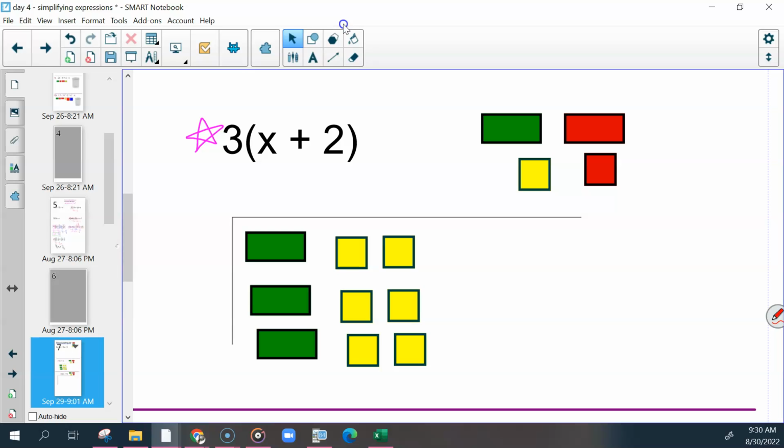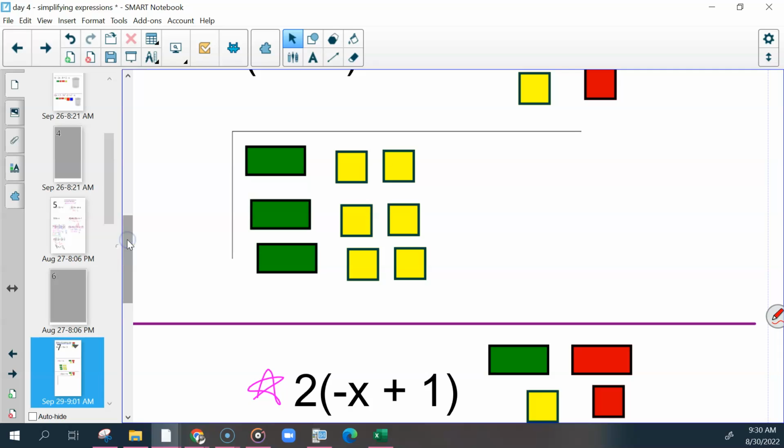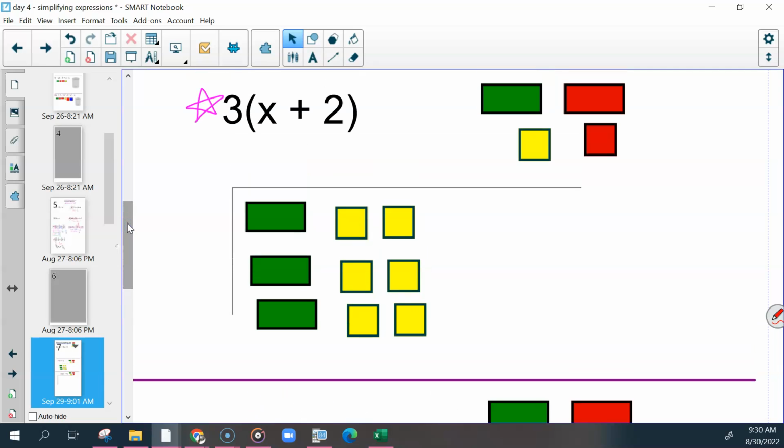So if you wanted to draw this, you're more than welcome to. You don't have to draw the algebra tiles unless that helps you see it. So how many, or what would we have here after all of that? I heard 3x plus 6. Now, if we were doing this algebraically, we're taking this 3 and multiplying it to everything in here.